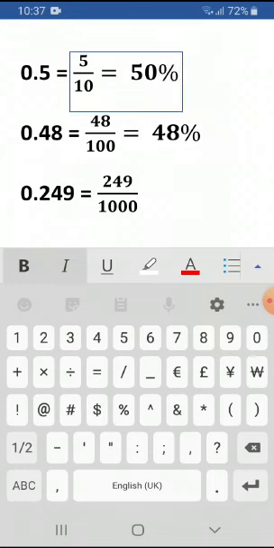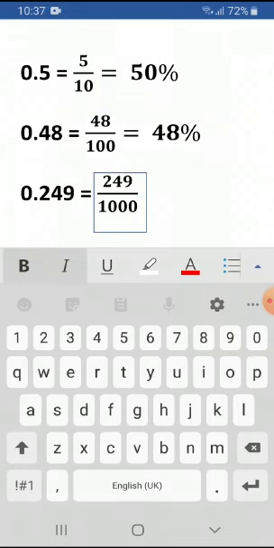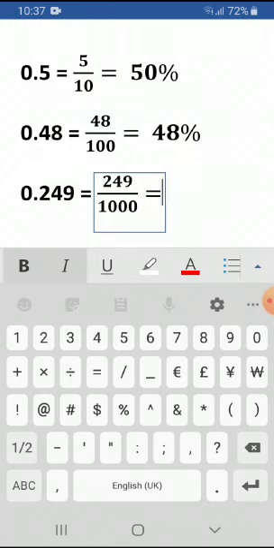What about the third fraction, which is 249 over 1000? To turn 1000 into 100, you have to divide it by 10. You have to do the same thing with 249. But 249 divided by 10 would be 24.9. So as a fraction with denominator 100, it will be 24.9 over 100. And as a percentage, it will be 24.9%.